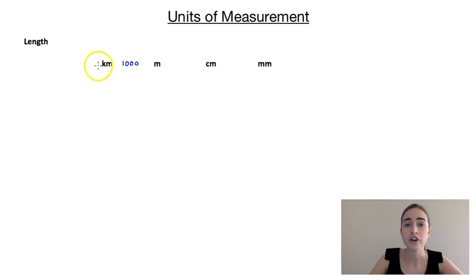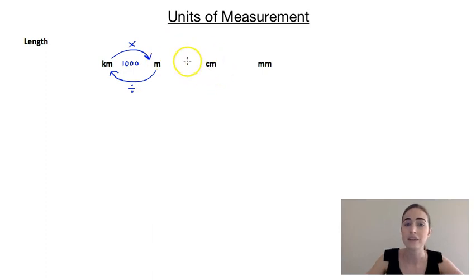Now if we wanted to convert from kilometers into meters, so if we're going from kilometers to meters, we would have to multiply by 1,000. And if we were going from meters to kilometers, we would be dividing by 1,000.